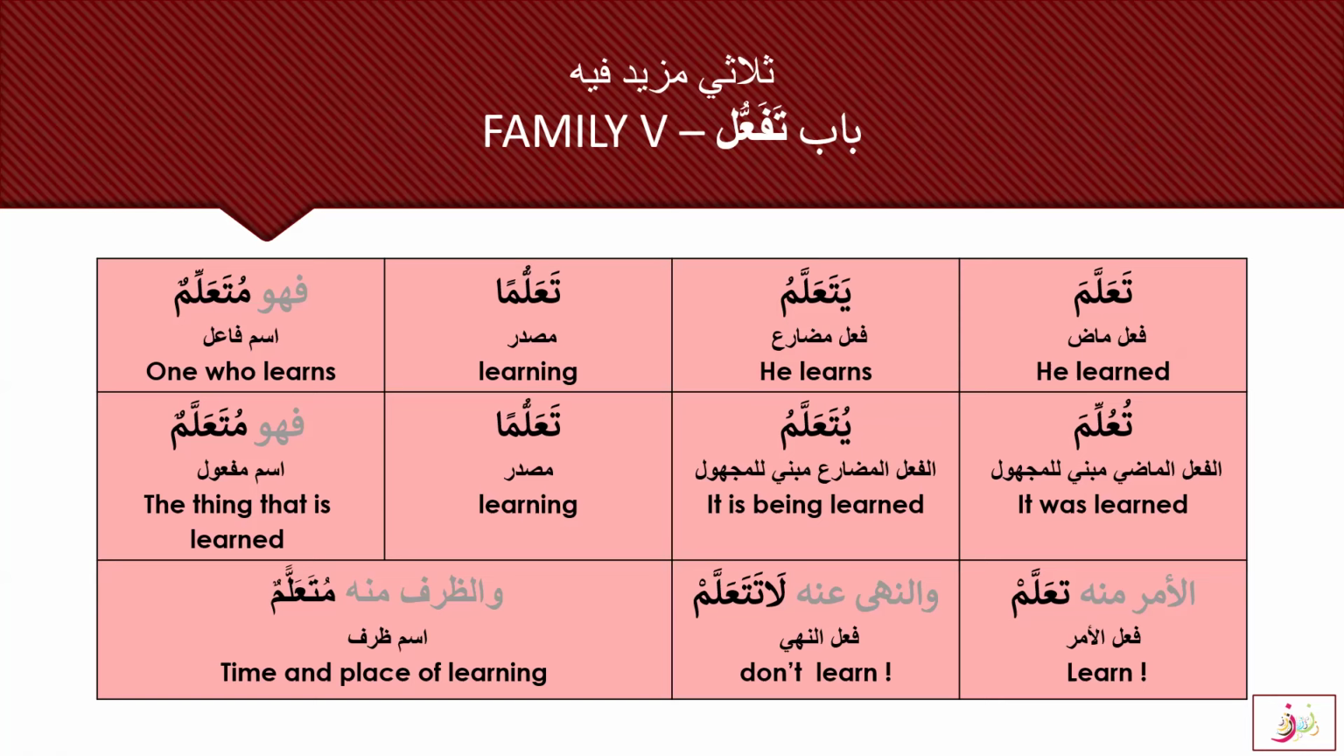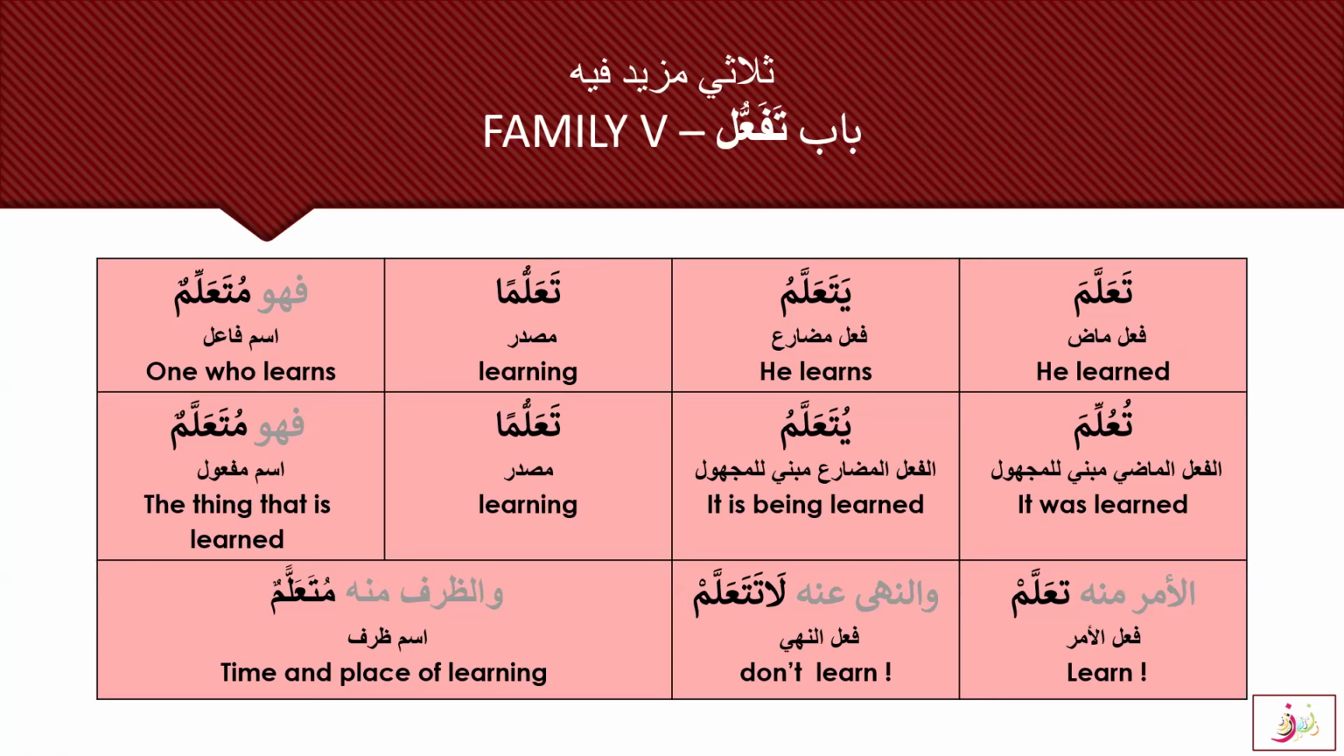It is almost similar to family 2 but has an extra ta with the fatha. Ta'allama yata'allamu ta'alluman fahuwa muta'allimun, tu'allima yuta'allamu ta'alluman fahuwa muta'allamun. Al-amru minhu ta'allam, wannahyu anhu la tata'allam, wazarf minhu muta'allam.